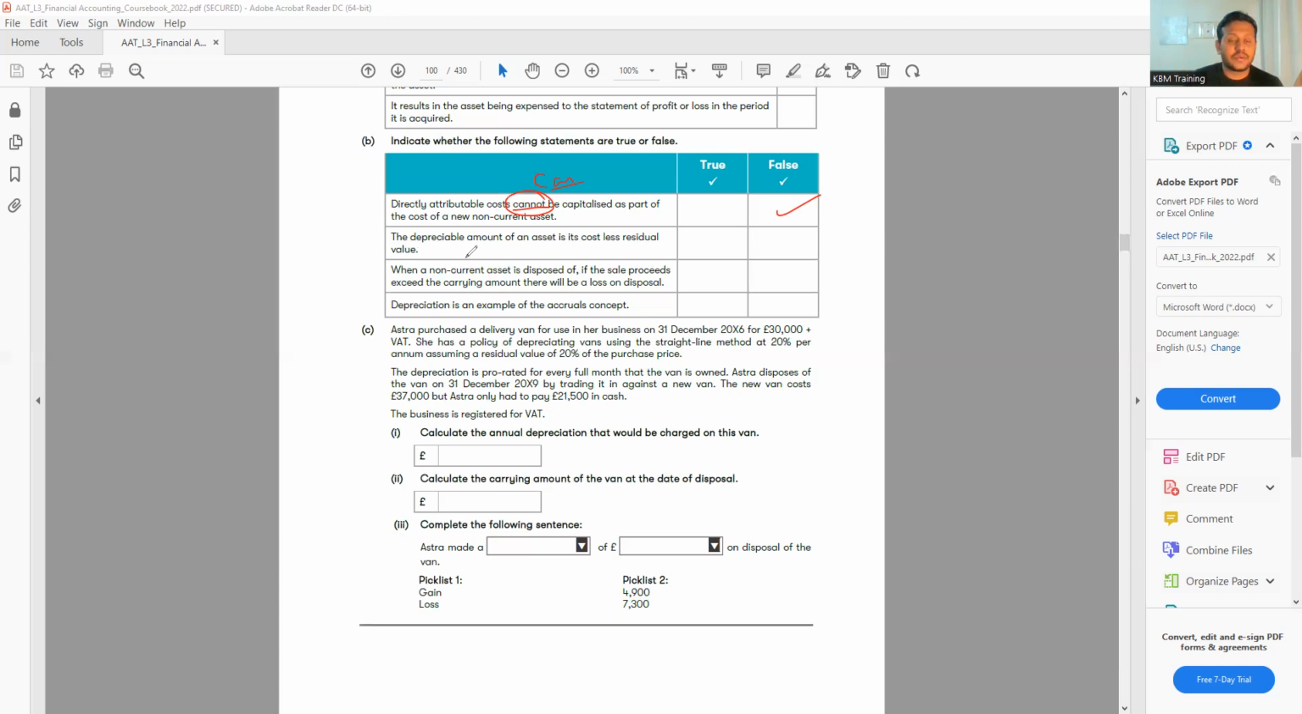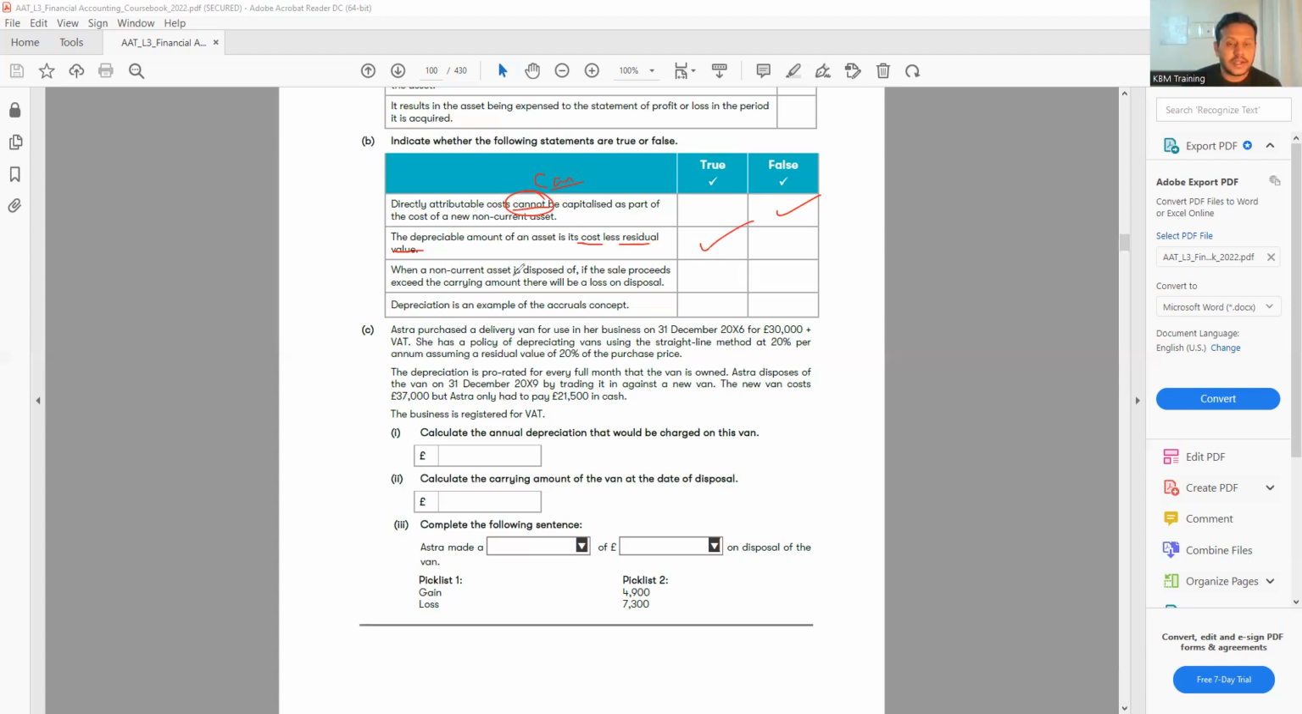Then we have the depreciation. The depreciable amount of an asset is cost less residual value. That's true. So cost minus the residual value divided by the useful life gives me how much is the depreciation per year. If I'd like to know the total depreciation, that means cost minus the residual value. So this is true.